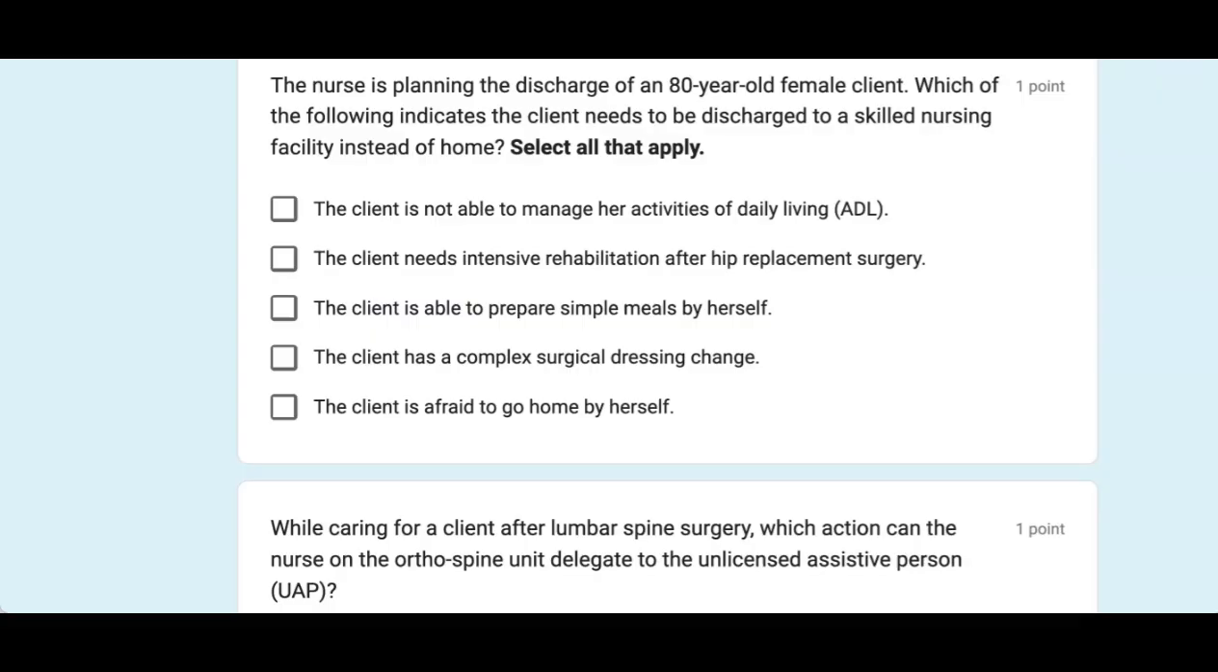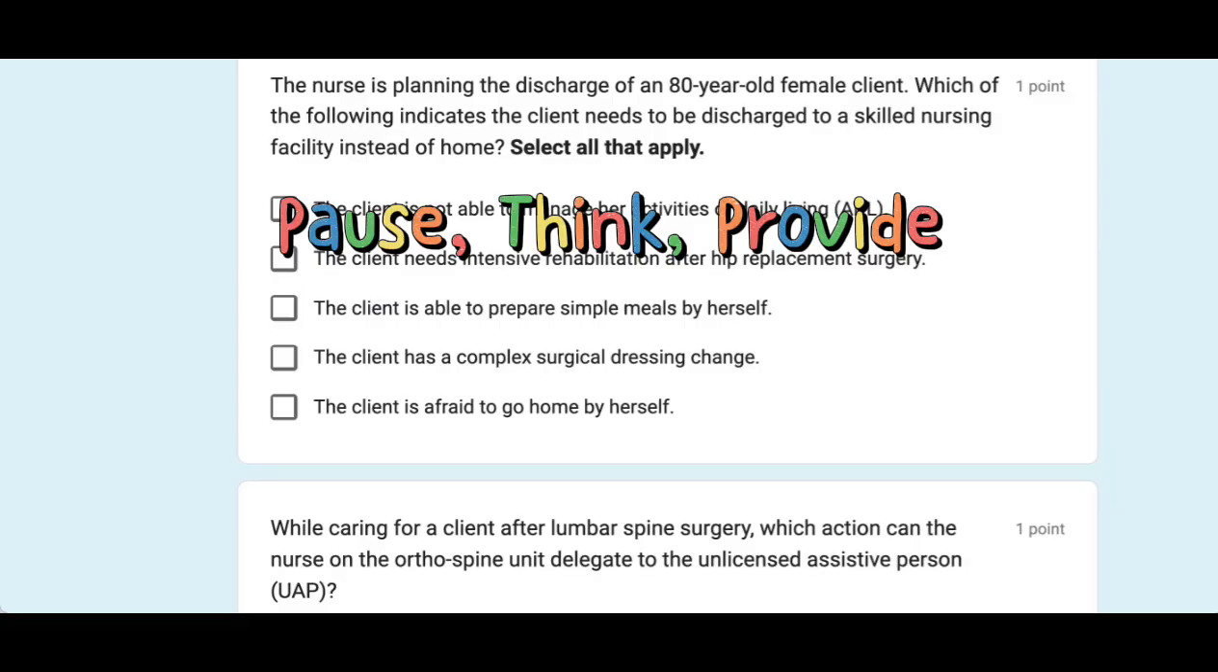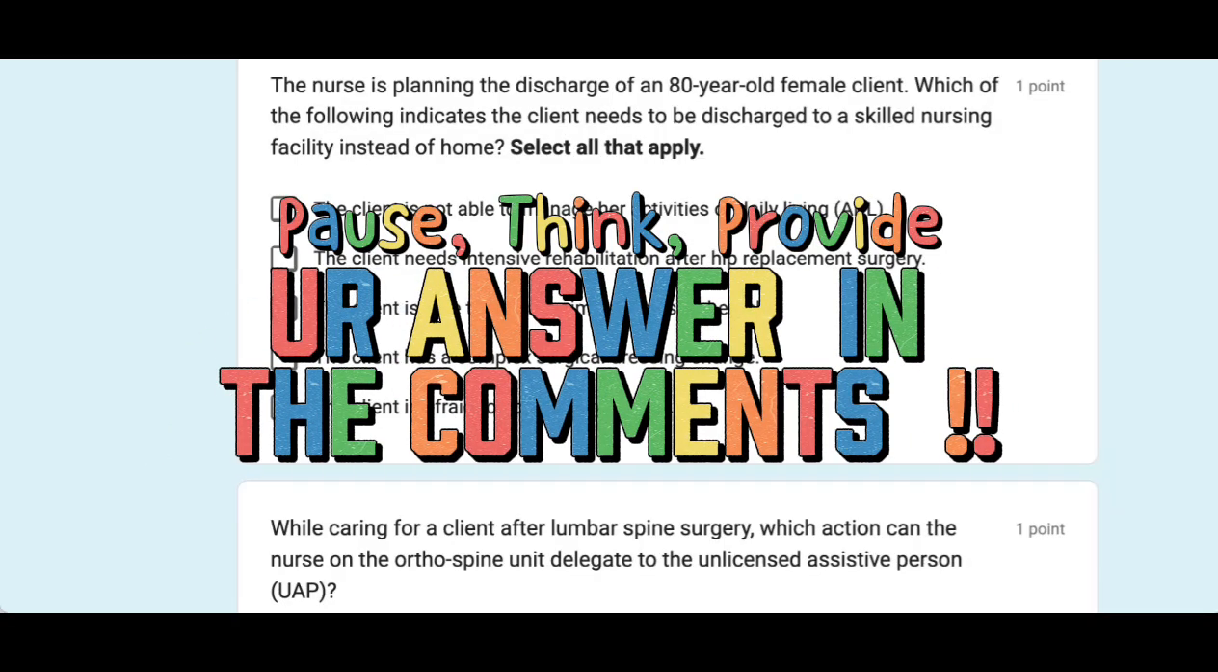There's D, the client has a complex surgical dressing change. And then finally, E, the client is afraid to go home by herself. Okay, so we're looking for those answers that indicate that the client needs to be discharged to a skilled nursing facility, or a SNF, instead of home.